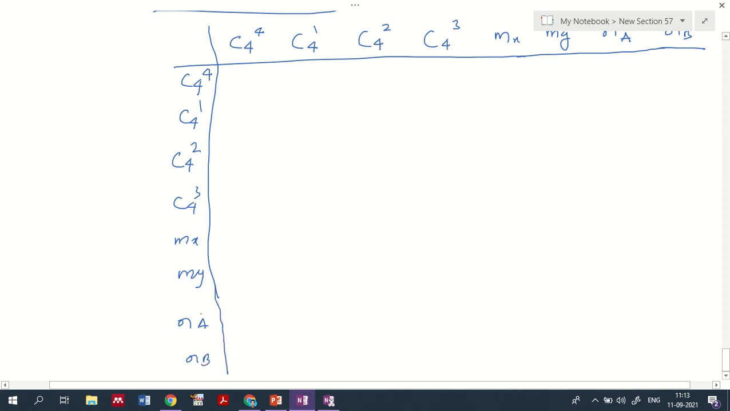Now if I represent C4 4 in C4 4, you will be getting the identity E. Then the next one will be C4 1, because identity element into C4 1 is C4 1. C4 1 and C4 2, then we'll have C4 3, then mx, my, that is sigma a, sigma b. And similarly here we'll have C4 1, and the second one will be C4 2, that is C4 1 into C4 4. And C4 1 into C4 1, that is C4 2, and C4 3. You can verify that this is how it comes.